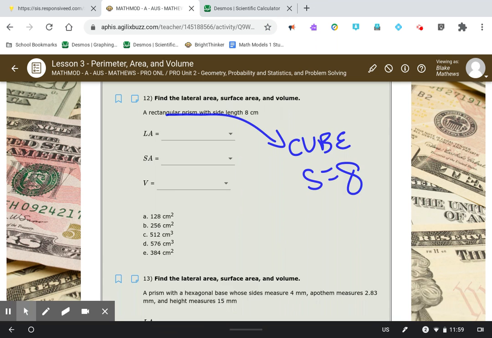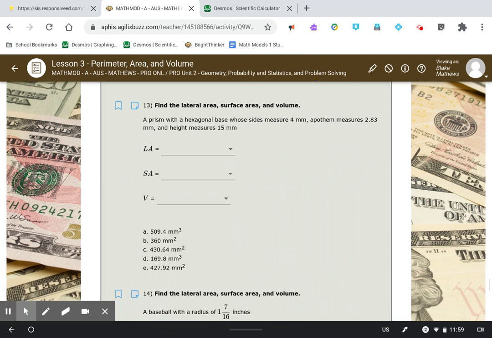All right, let's keep moving just so I can do an example of each one. I don't want these videos to be too long for you guys. We have a prism with a hexagon base. That hexagon base has sides that are 4 and has an apothem that's 2.83. And then it has a height that measures 15.